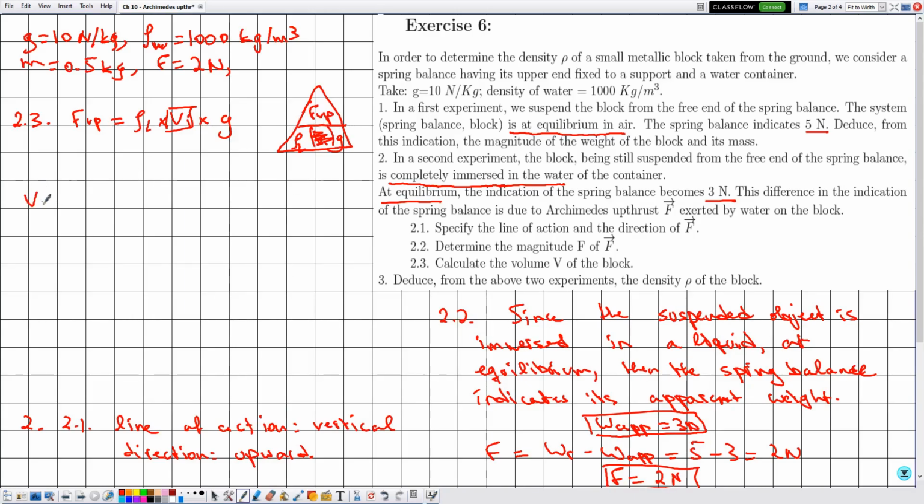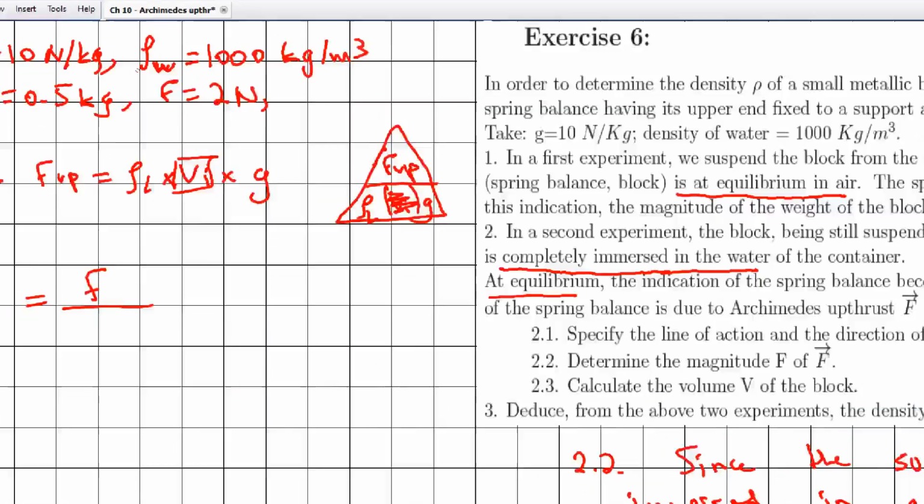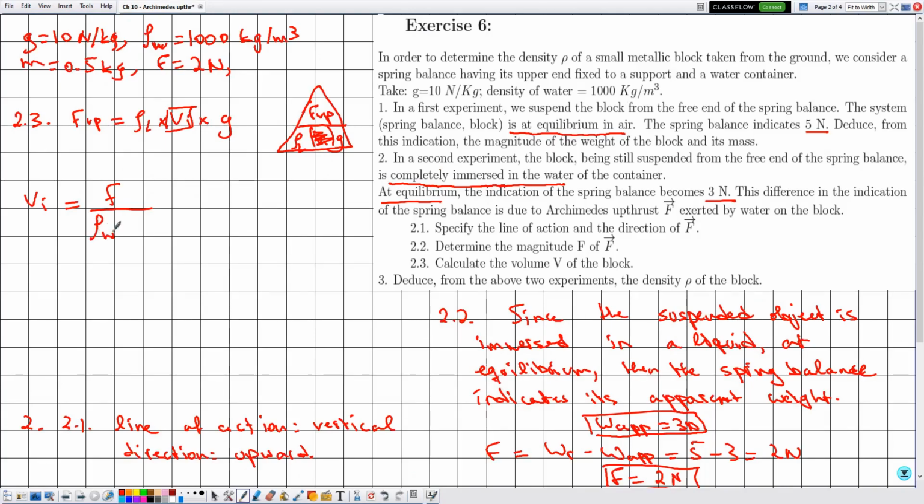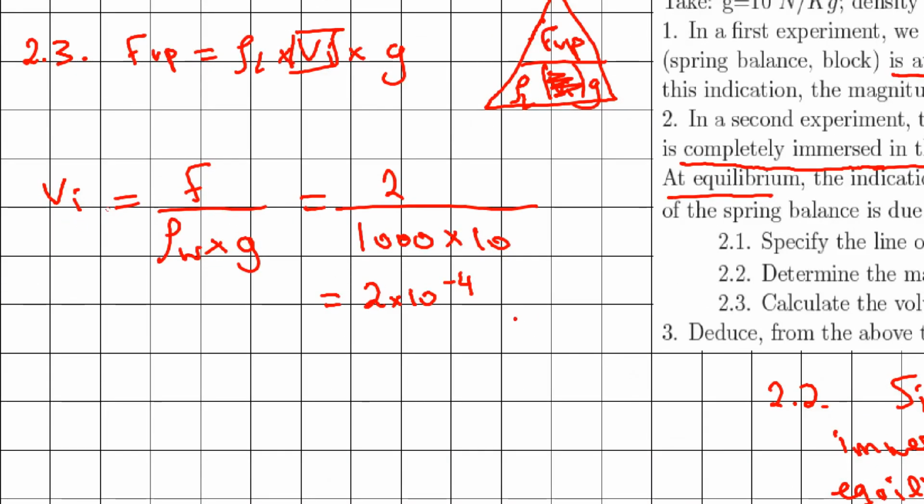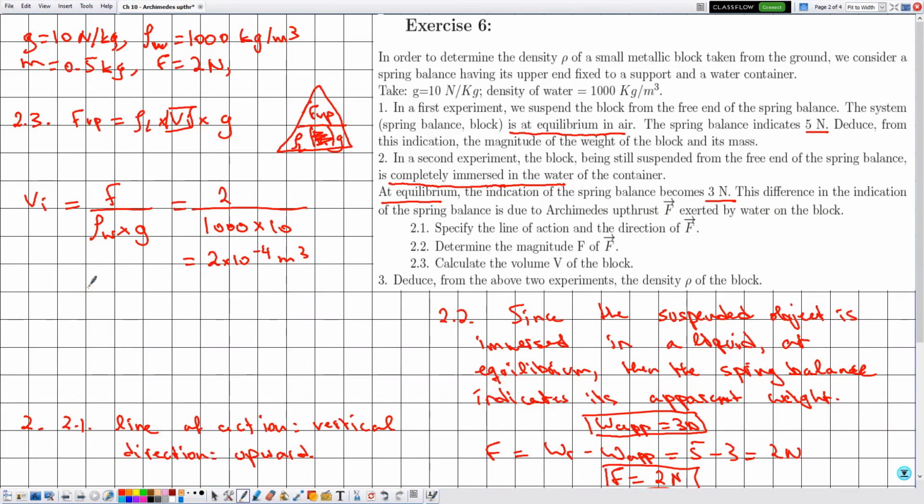Putting our hand over Vi, Vi is given by the value of F upthrust, which is denoted by F, divided by the density of the liquid, which is denoted by rho W, corresponding to water, multiplied by g. Now the value of F is 2, the value of rho is 1000, and the value of g is 10. So plugging this fraction on the calculator, the value of Vi is 2 times 10 to the power minus 4. Since everything is in the SI, Vi will be given in meter cube. Then the volume of the immersed part is 2 times 10 to the power minus 4 meter cube.